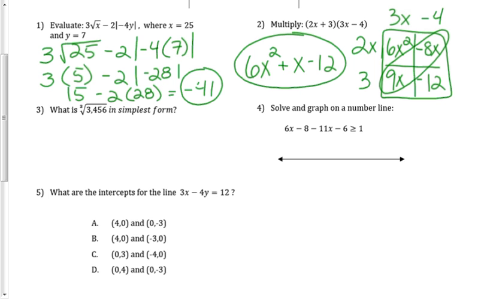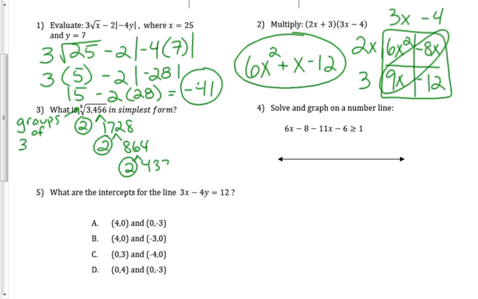Number 3, we've got a cube root here. So we're looking for groups of 3. Big number here. We're going to start small until we find something we're familiar with. So 3,456 divided by 2 gives us 1,728. Continue with that pattern, divided by 2. I'm going to run quickly out of space here. 864. Go again, and we get 432. We're going to go again and get 216.